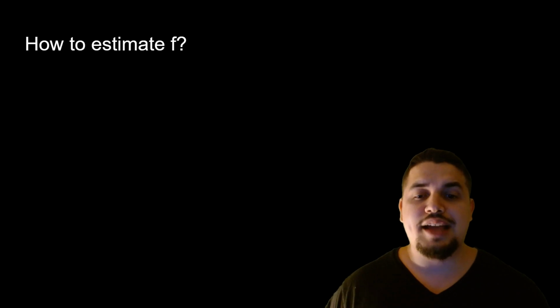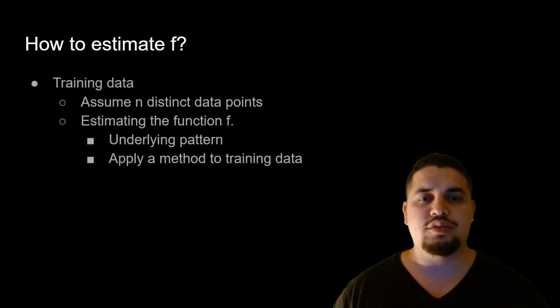Now let's discuss how to estimate f. Statistical learning begins assuming an observed set of n distinct data points. These data points are referred to as training data. Training data is used to train or teach a statistical learning method how to estimate the function f. The function f represents the underlying pattern or relationship in the data. The goal is to apply a method to this training data to accurately estimate the unknown function f.